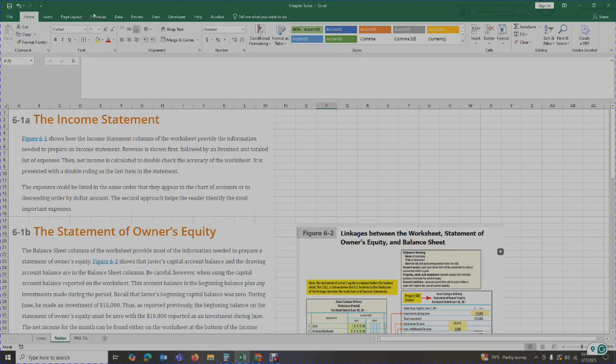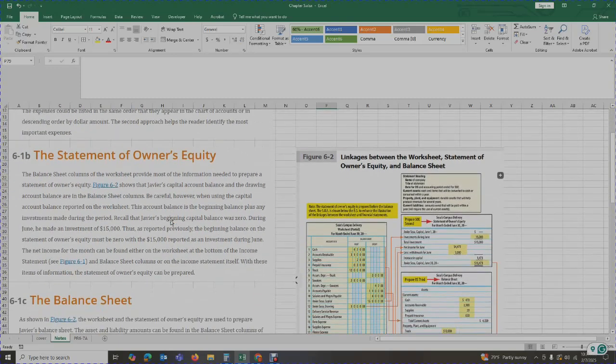So now on the textbook, it's saying that we're going to prepare the income statement by looking at the income statement columns of the worksheet. That information is provided, and you basically just bring in your revenue accounts and your expense accounts and then do the calculation for your net income or net loss.